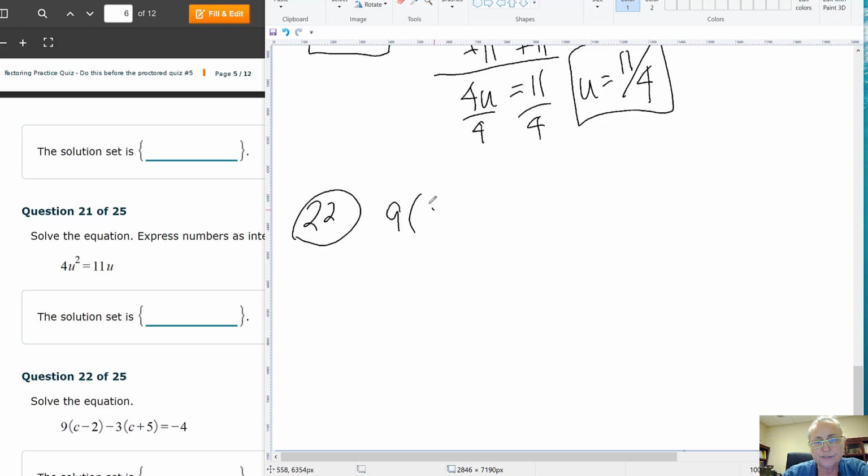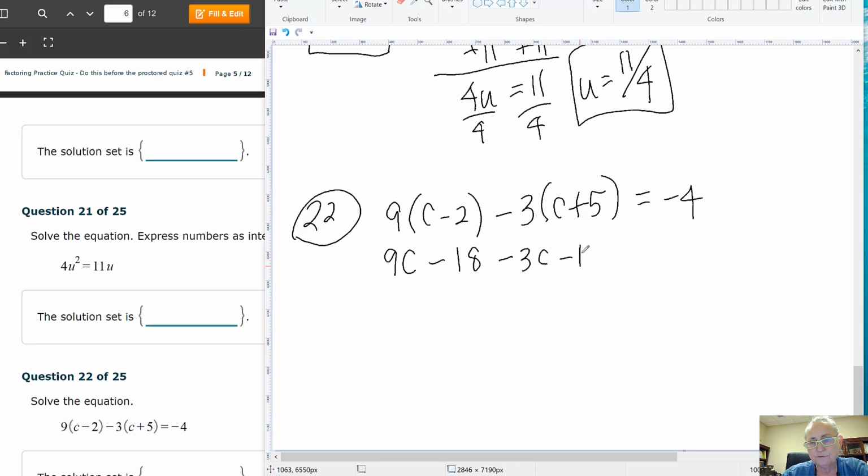9 parentheses c minus 2 minus 3 parentheses c plus 5 equals -4. I think they tried to trick us on this one. Because look, once we simplify, that's 9c minus 18 minus 3c minus 15 equals -4. Combine like terms, 6c minus 33 equals -4. Well, we don't need to factor because look, there's no square in here. So they kind of tricked us here. This is just a regular old equation.